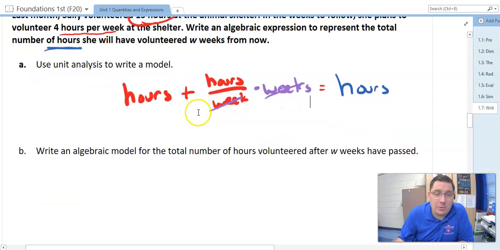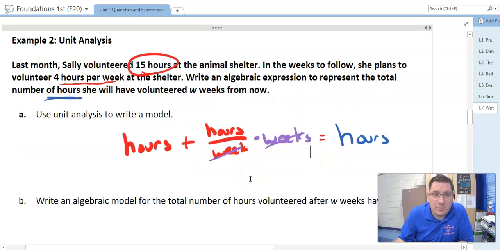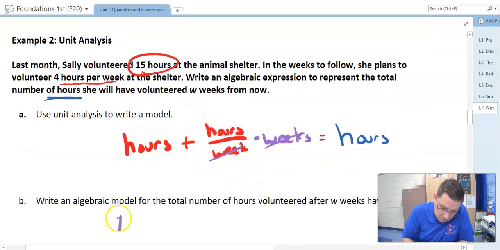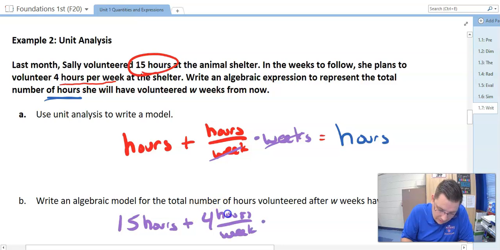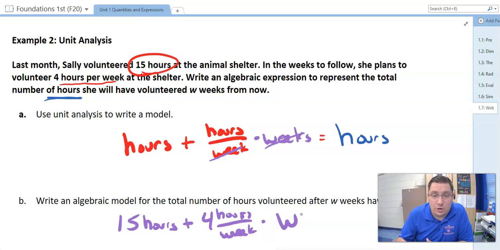So in part B, we want to write an algebraic model for the total number of hours worked after W weeks have passed. And so she worked 15 hours plus the 4 hours per week times W. Remember, W stands for W weeks. And that would be equal to the number of hours that she has worked.